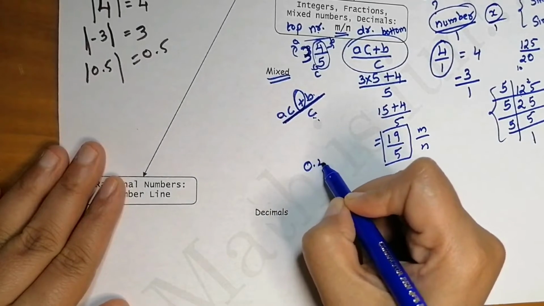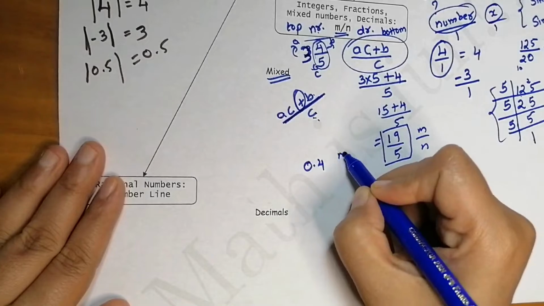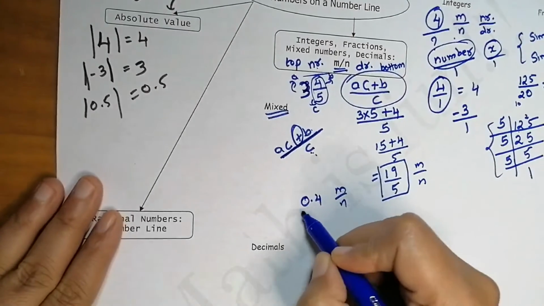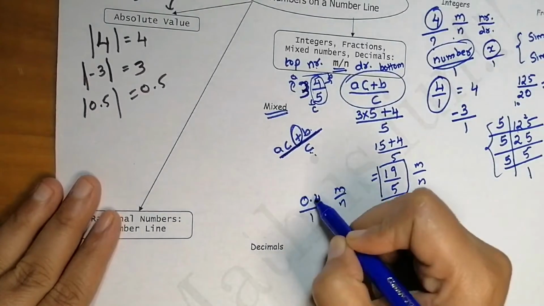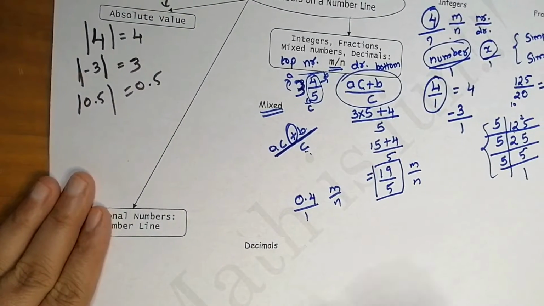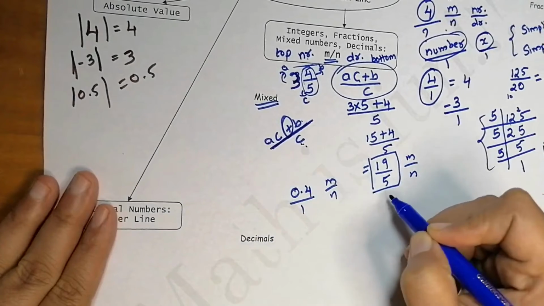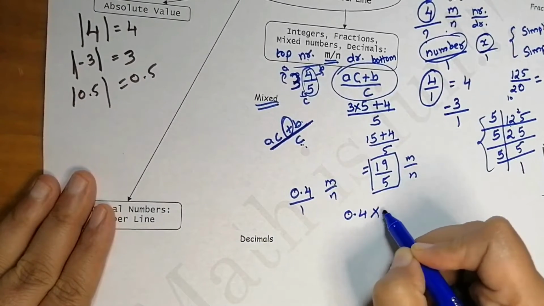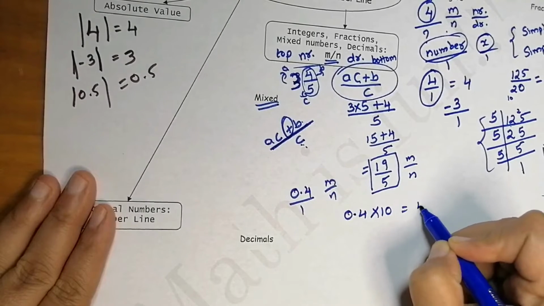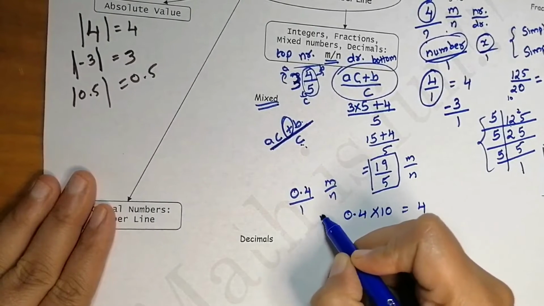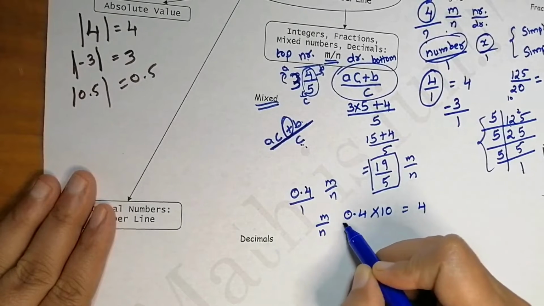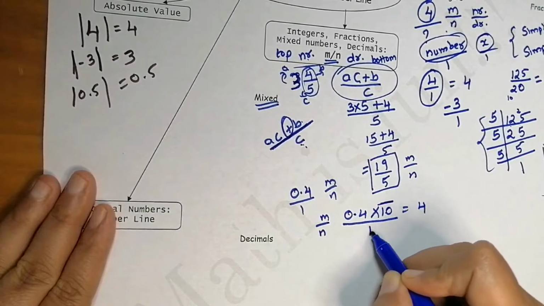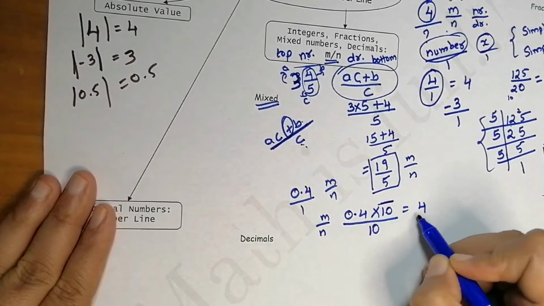Decimals. 0.4 is a decimal, right? How do we get into m over n format? Do we do the same thing as we did here? Like put 1, so 4 over 1. Yeah, but this is still a decimal here. We don't want a decimal there, right? So what do you do to convert a decimal into an integer? If it was 0.4, won't you times it by 10 to give you 4, right? So this is m, our numerator. So whatever you do in the numerator, you times it by 10, right? So you put your 10 here.